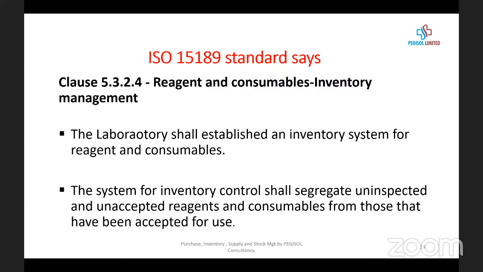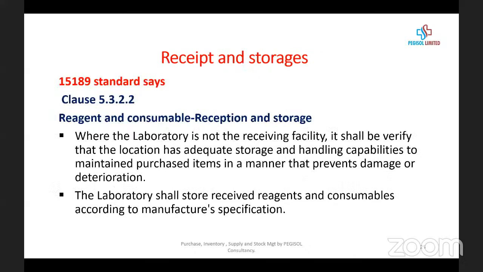Now, the system of inventory control shall segregate uninspected and unacceptable reagent and consumable from those that have been accepted for use. Let's say, for example, there is a supply and this reagent did not meet the requirement, they must be separated from those that actually meet the requirement. Now, receipt and storage. Where the laboratory is not the receiving facility, it shall be verified that the location has adequate storage and handling capability to maintain the purchased item in a manner that prevents damage or deterioration. But once a reagent is deteriorated, it's as good as wasted.